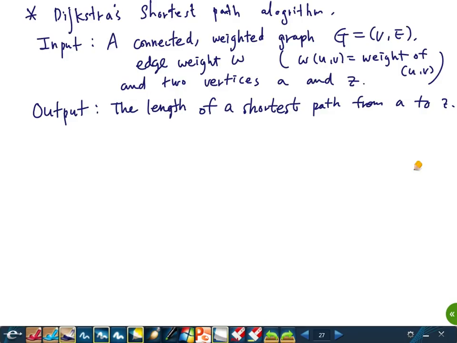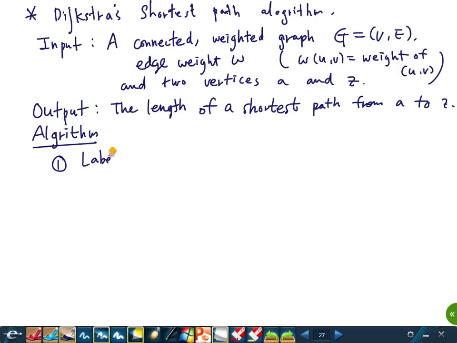Okay, what is the algorithm? Description of the algorithm. I'm going to explain this step by step. So first, we have a graph, a weighted graph. We're going to label the vertices so that each label is the length of the shortest path from the starting point to that vertex.